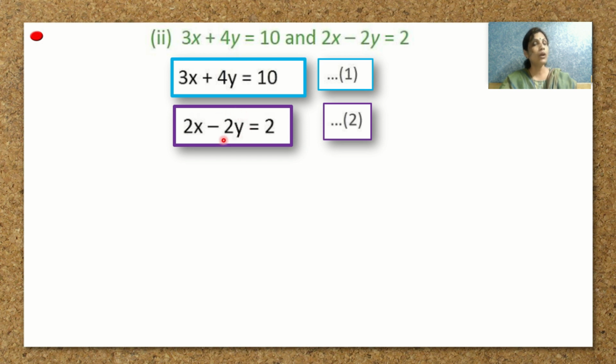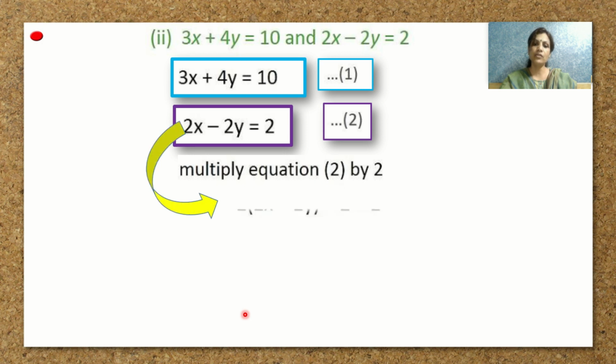So I will select y to make the coefficients similar. For that, what will I have to do? I will have to multiply equation 2 by 2. Then only the coefficient of y will become 4. So multiply equation 2 by 2. When you multiply equation 2 by 2, you get 2 in the bracket 2x minus 2y is equal to 2 into 2. We have to actually multiply each and every term by what we decide.